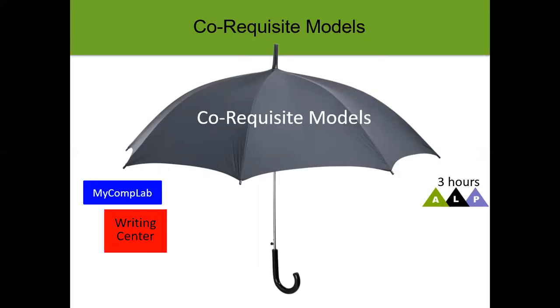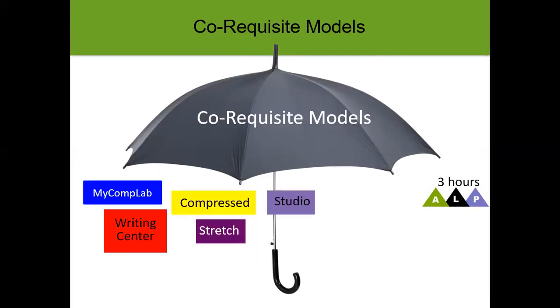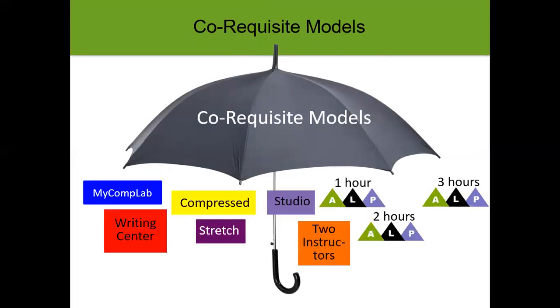You go ahead and put your developmental students into English 101 and then tell them, okay, go down to the computer lab and work on my comp lab, or go to the writing center and see a tutor if you need any help. That's the least robust version, and I'm not recommending that. But you can see in this chart, there are a lot of other models.